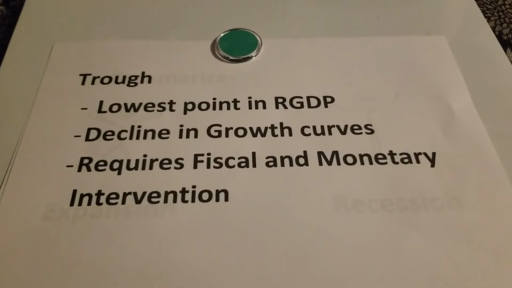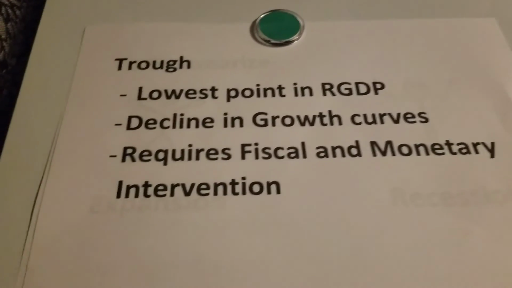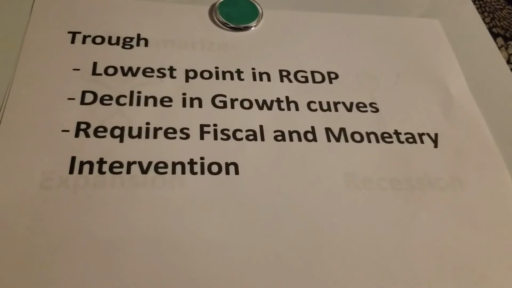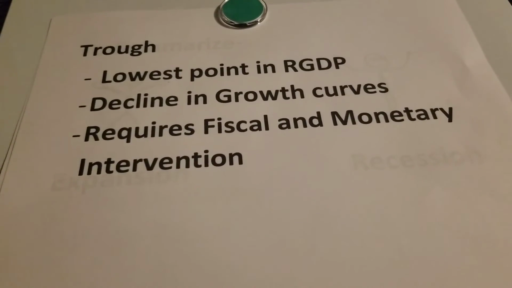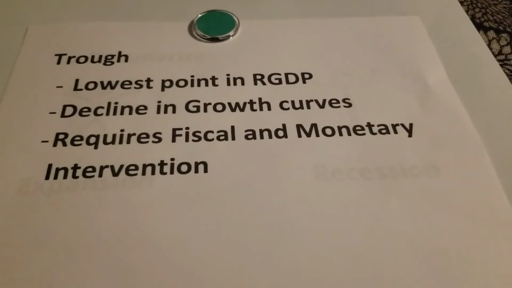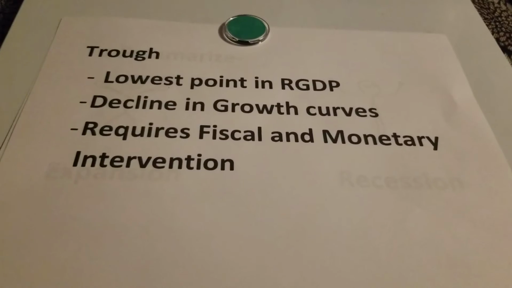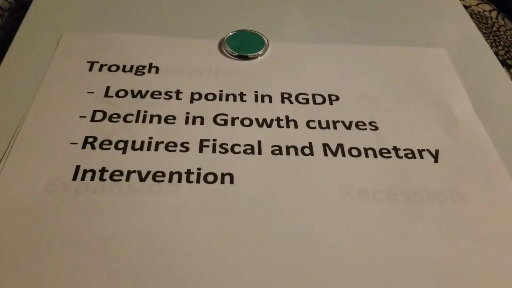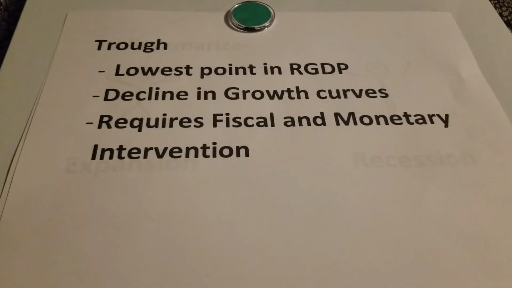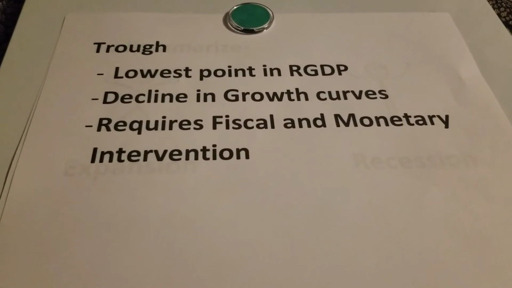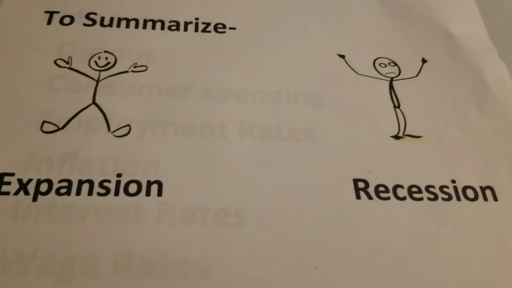A trough is the lowest point in a declining growth rate, where growth begins to recover. Confidence must be restored for any economy to re-enter an expansion, and this usually requires intervention from the government with monetary or fiscal policy.